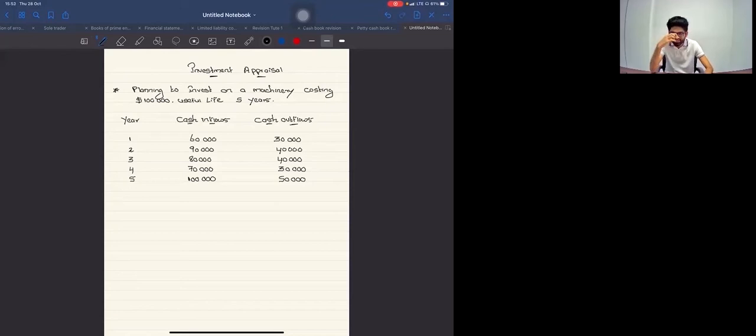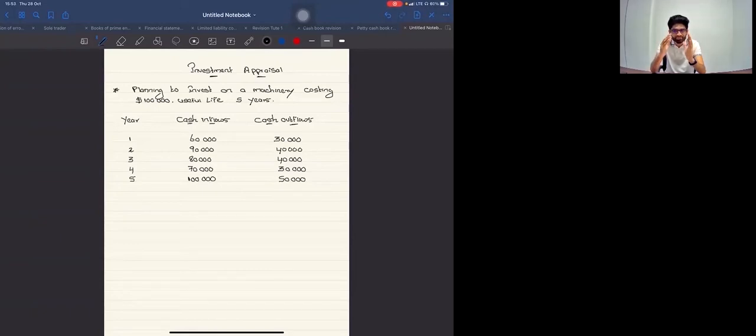It says planning to invest on a machinery costing 100,000. Useful life is going to be 5 years. So you're planning to buy a machinery, which you can use for 5 years. And you have forecasted the inflows and outflows that might arise as a result of this investment. Okay, so you can see cash inflows and outflows for the 5 years.